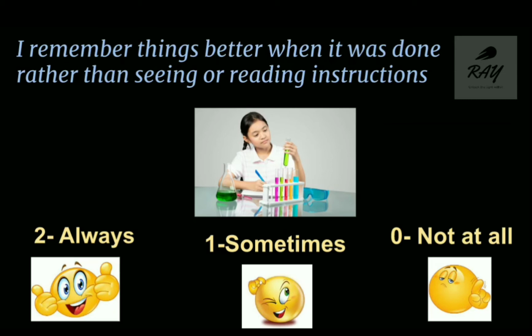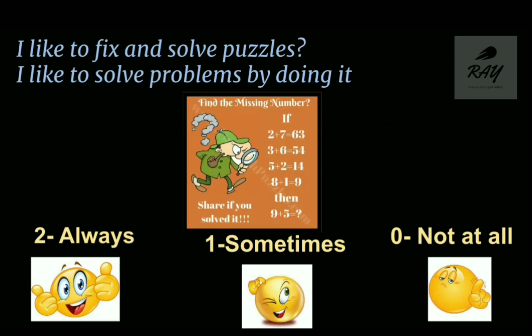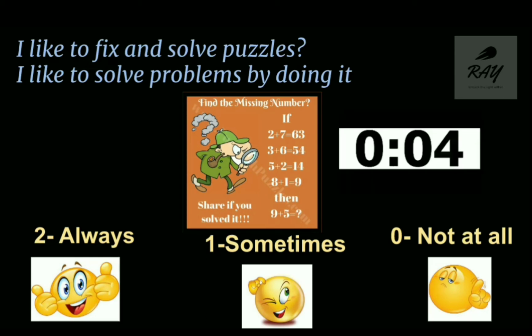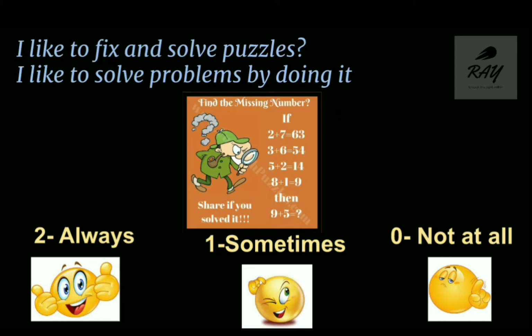Great. Now let's move on to the second one. I like to fix and solve puzzles. That is, I like to solve problems by doing it. So give yourself a score of 2 for always preferring that method, 1 for sometimes preferring this and 0 for not at all. And your 5 seconds here. Great. So let's move on to the next one.